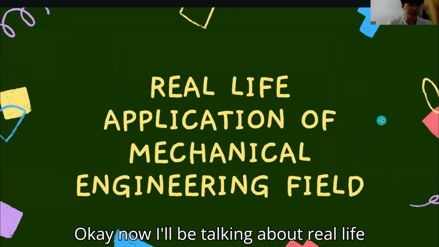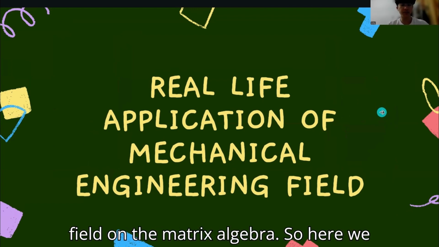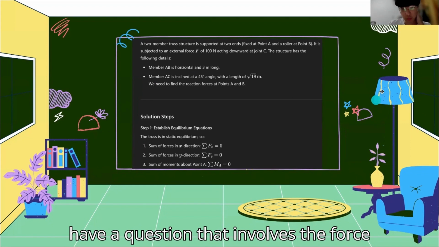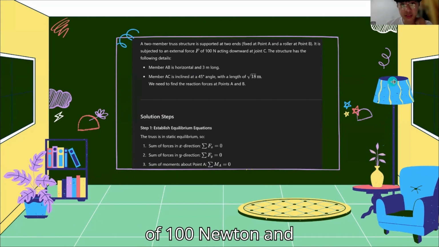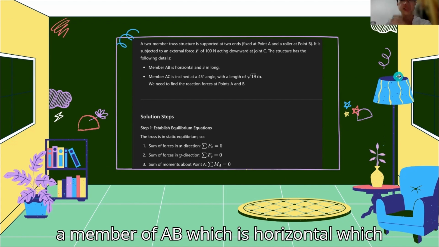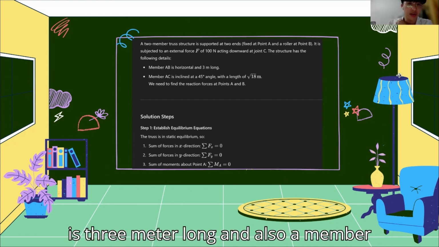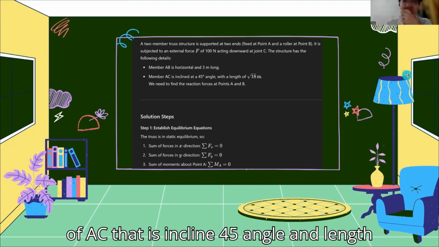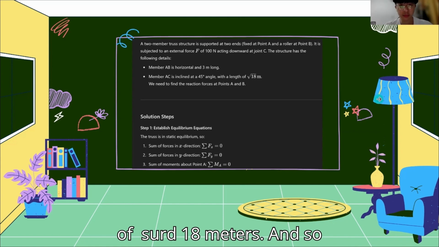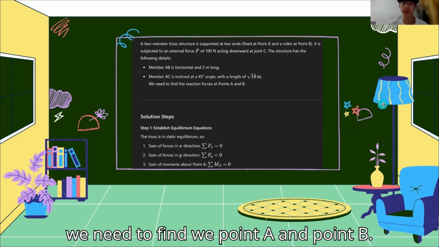Okay, now we'll be talking about a real-life application of matrix algebra in the mechanical engineering field. So here we have a question that involves a force of 100 Newton and a member AB, which is horizontal and 3 meters long, and also a member AC that is inclined at a 45 degree angle and has a length of 80 meters. And so we need to find the reactions at point A and point B.